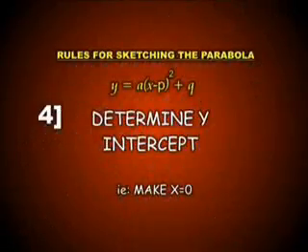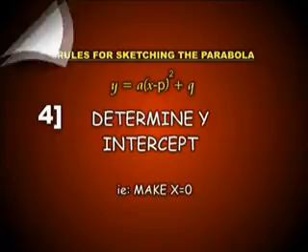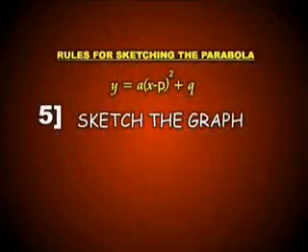Rule number 4. Determine your y-intercept. That happens when x is equal to 0. That means that y will equal a(0 minus b) squared plus q. Rule number 5, sketch.